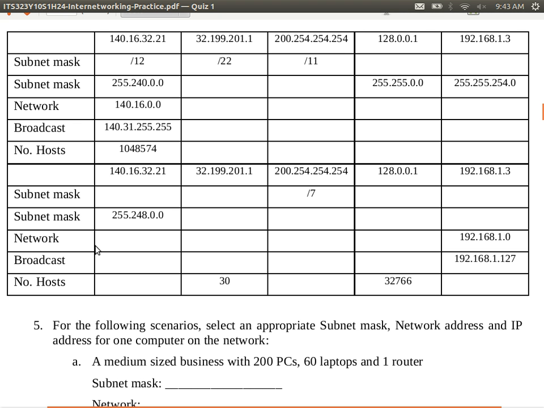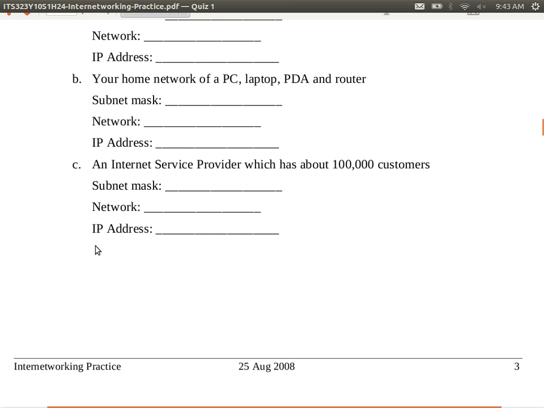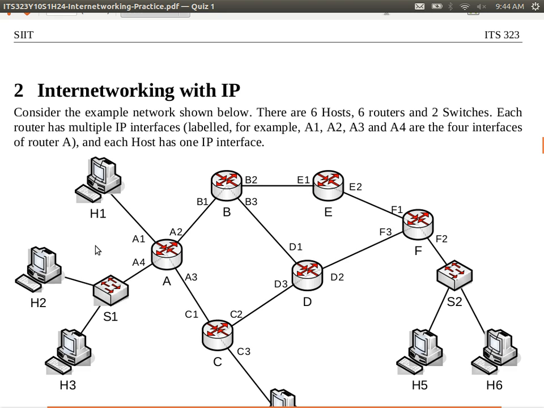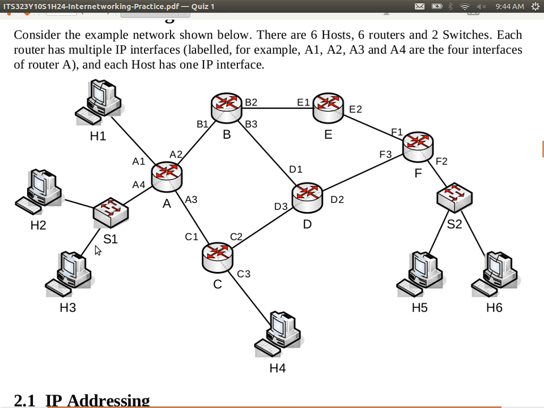Let's move on to one of the later questions in the homework. And it's about arriving at the routing tables. And it involves multiple steps. So what I've given you here is an internet.